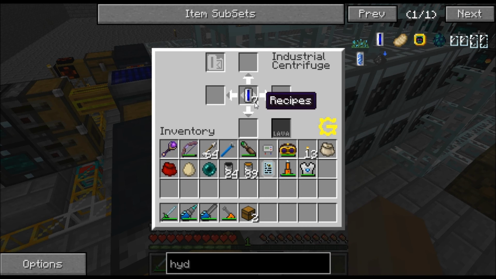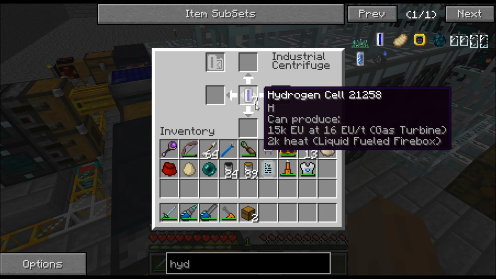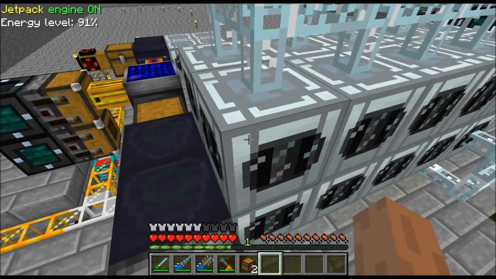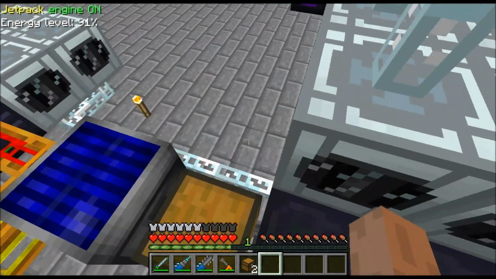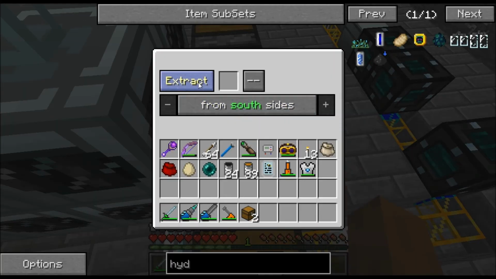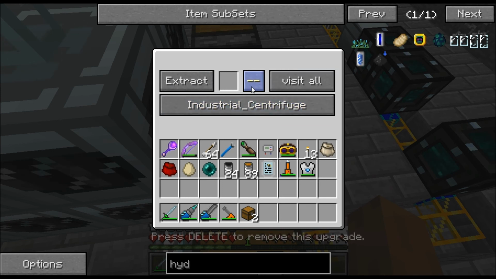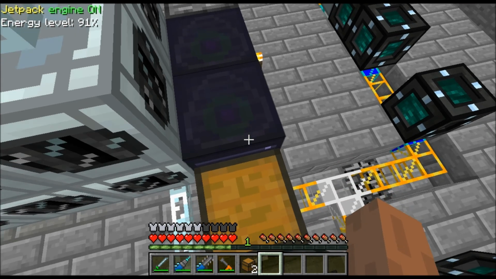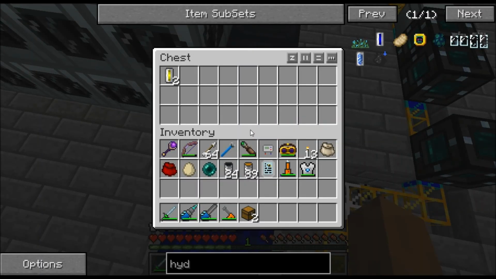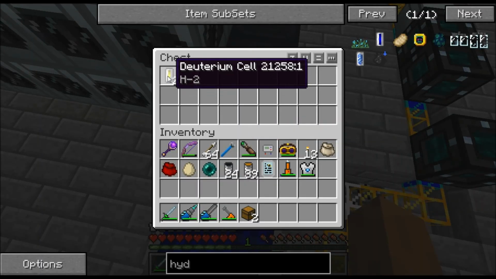And then these guys convert the hydrogen cells into deuterium cells. And then when the deuterium cells are done, I have this guy, which extracts from the south sides of the centrifuges, and then ejects to the north. So it puts it into this buffer chest. And then here are the deuterium cells.